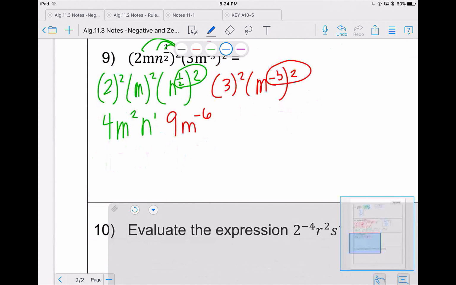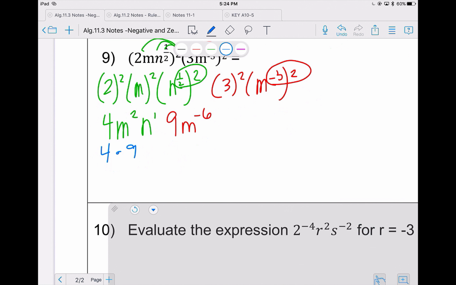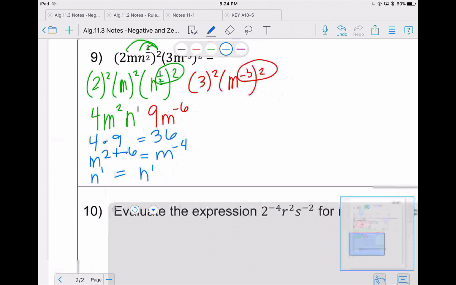Now with my multiplication, I multiply the big ones, add the smalls. Make sure you watch your negatives. M to the 1 is just m to the 1 because nothing is there to change it. 4 times 9 is 36. M to the 2 plus negative 6 is negative 4.